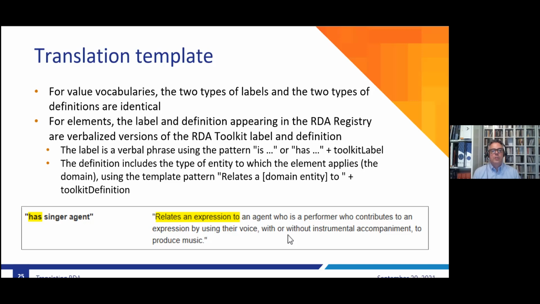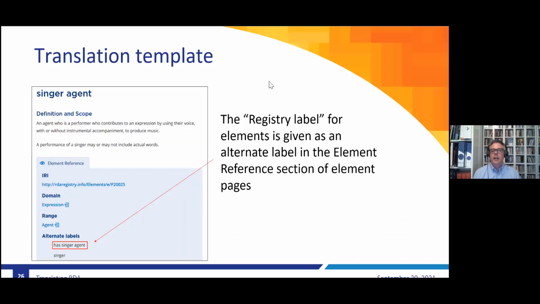The slide shows the element singer agent as an example of how the label and the definition appear in the RDA Registry. One can see that the terms that were added to the toolkit label and definition are highlighted in yellow. In this slide, one can see that the registry label for elements is given as an alternate label in the element reference section of element pages in the toolkit.